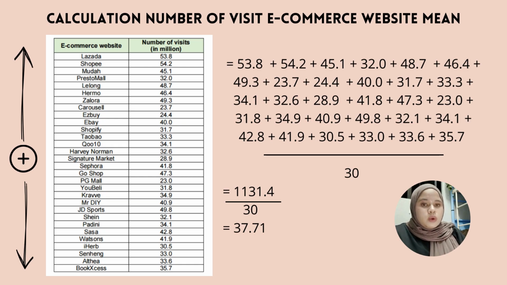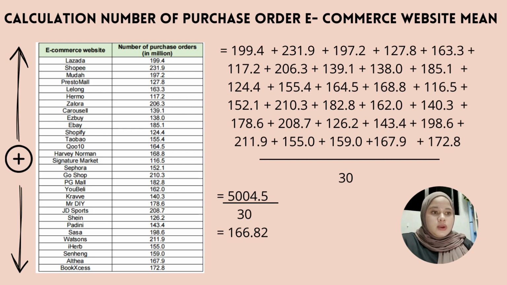From that we will get 37.71 million. Next, we're going to calculate the number of purchase orders e-commerce website mean. The process is the same as the calculation of the number of visits mean. So we sum up all of the number of purchase orders and divide by the number of data, which is 30. From that, we get the answer 166.82.